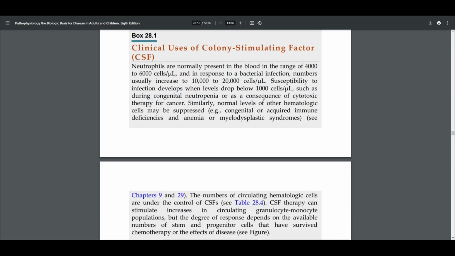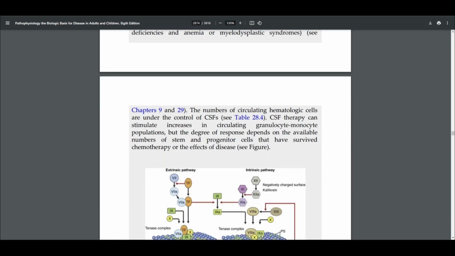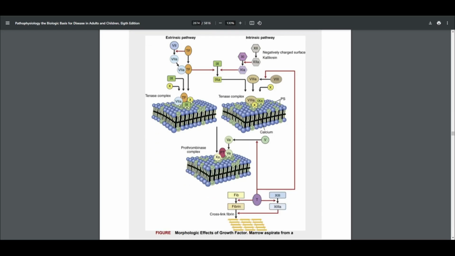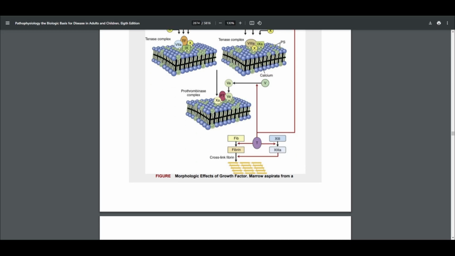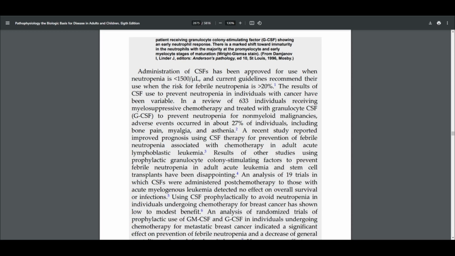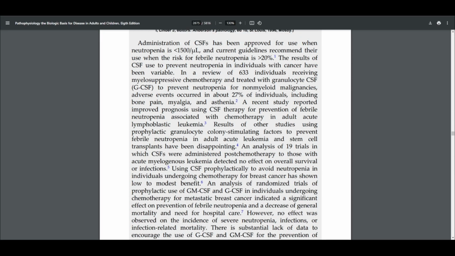So here in this box, you get to read about the clinical uses of colony-stimulating factor. It's a good spot to hit pause if you would like to read more about it. You also can see here the morphologic effects of growth factor. So I'll try to pause in certain areas so you can read the most.